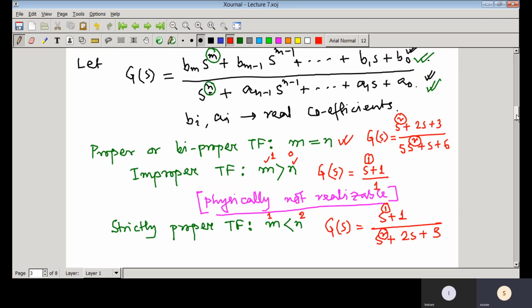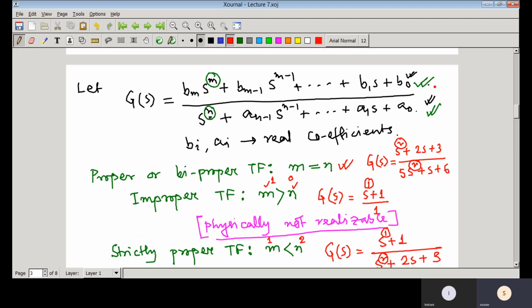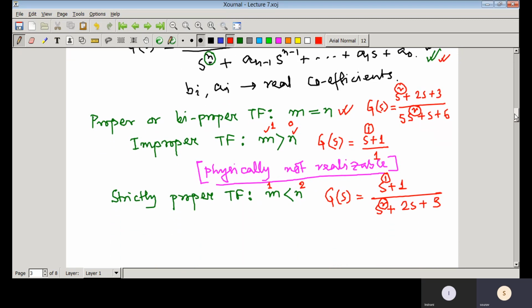So the transfer function is the ratio of two polynomials, a numerator polynomial and a denominator polynomial. Depending on their degrees, we can classify transfer functions into three different classes: the proper transfer function, the improper transfer function, and the strictly proper transfer function.